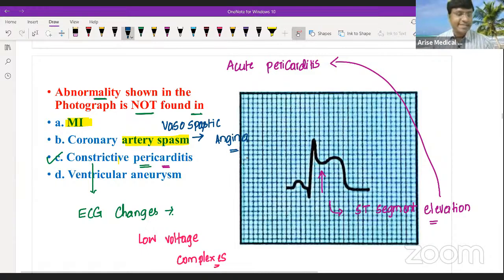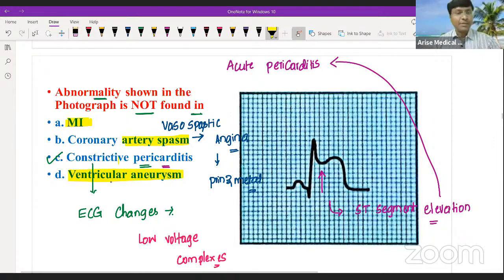Vasospastic angina is also called Prinzmetal angina, and you will have ST segment elevation in it. And even in ventricular aneurysm, you will have that ST segment elevation.